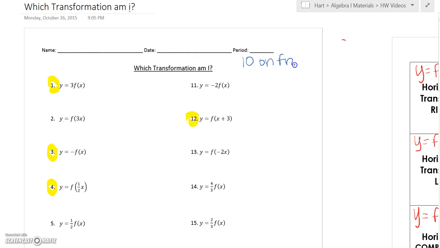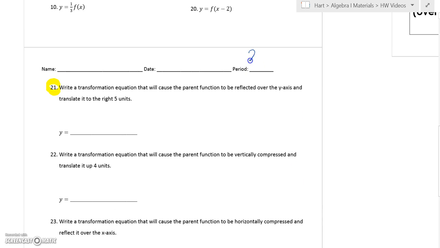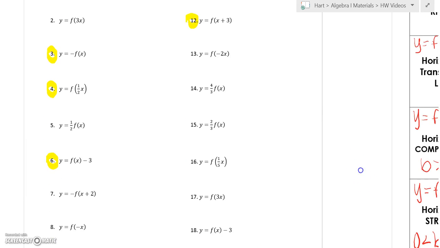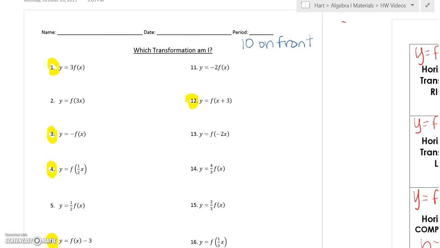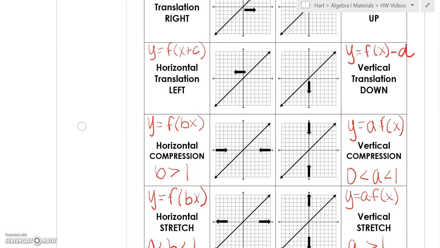10 on the front, and you're supposed to do 2 on the back. So let's start with the ones on the front. Okay, for number 1, we're looking for which of these transformations looks like this. So that means it's y equals some number, it could be any number, times f of x. So if you look at your foldable, a number times f of x, like this one and this one.